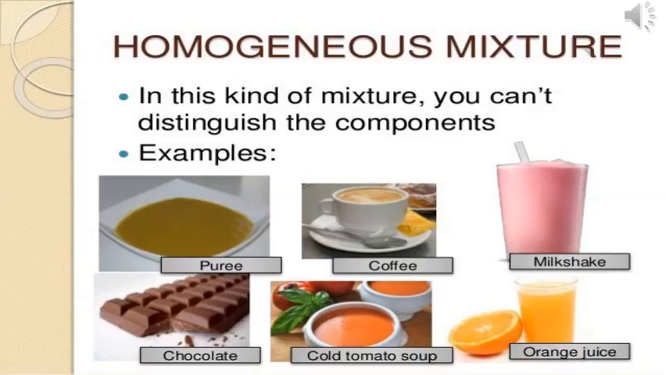Homogeneous mixture. In this kind of mixture, you can't distinguish the components. Examples: puree, coffee, milkshake, chocolate, cold tomato soup, orange juice. Here, there is no clear boundary of separation between the components.